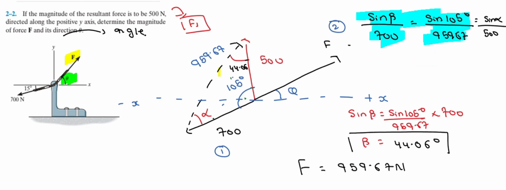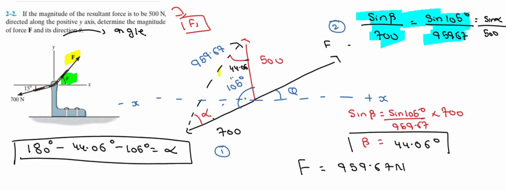We don't need to find the value of alpha, but if you really want to, if you look carefully at this diagram, you see a triangle, and in a triangle the total summation of angles is 180 degrees. So 180 degrees minus 44.06 degrees minus 105 degrees is equal to alpha. If you subtract these angles, you find the value of alpha.